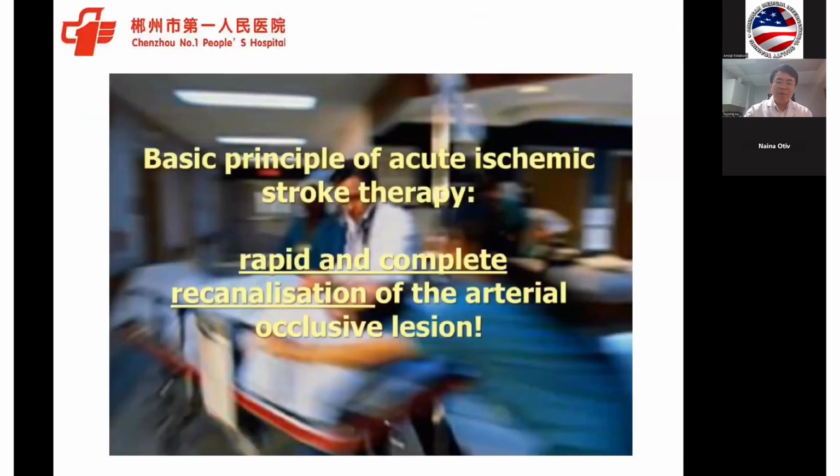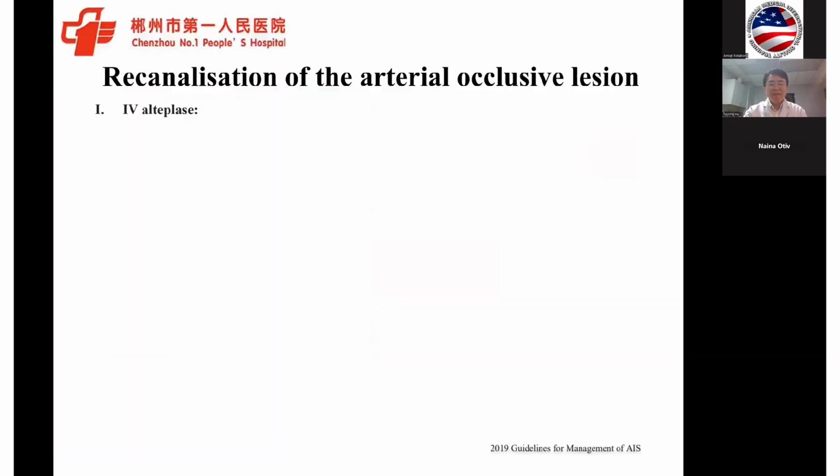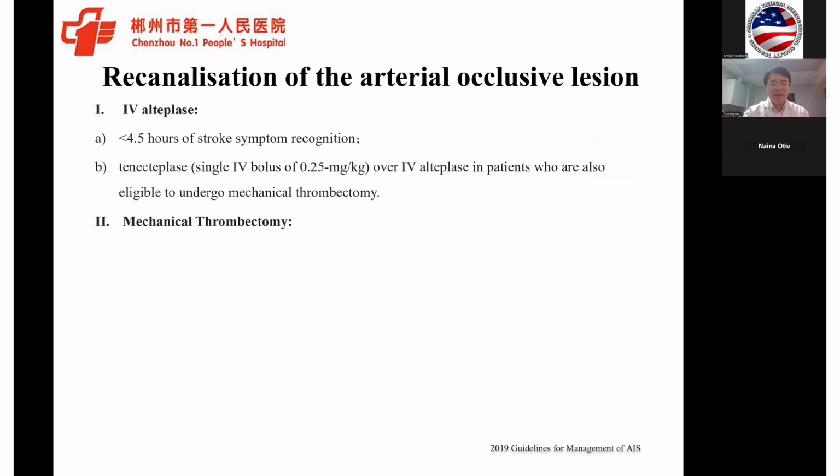The basic principle of acute ischemic stroke therapy is rapid and complete recognition of the arterial occlusive lesion. How can we recognize the arterial occlusive lesion? One way is IV tPA. This needs to be within 4.5 hours.